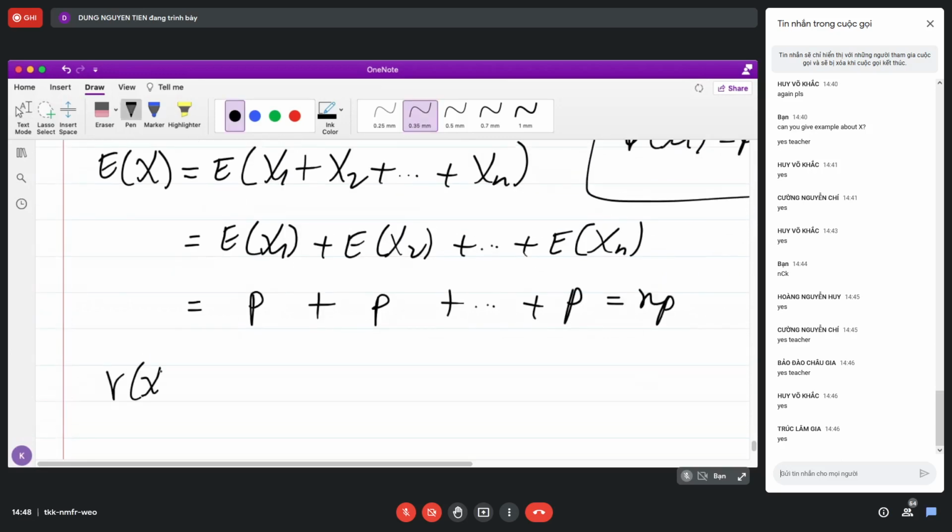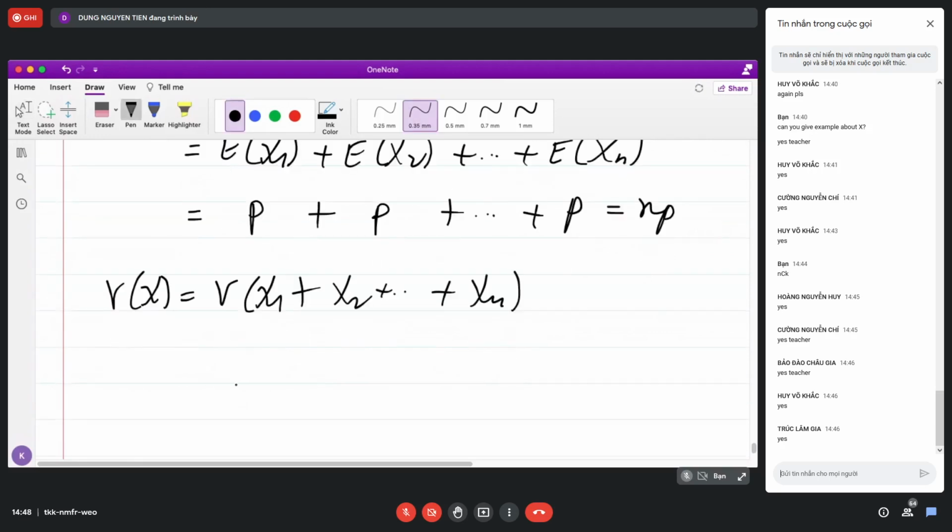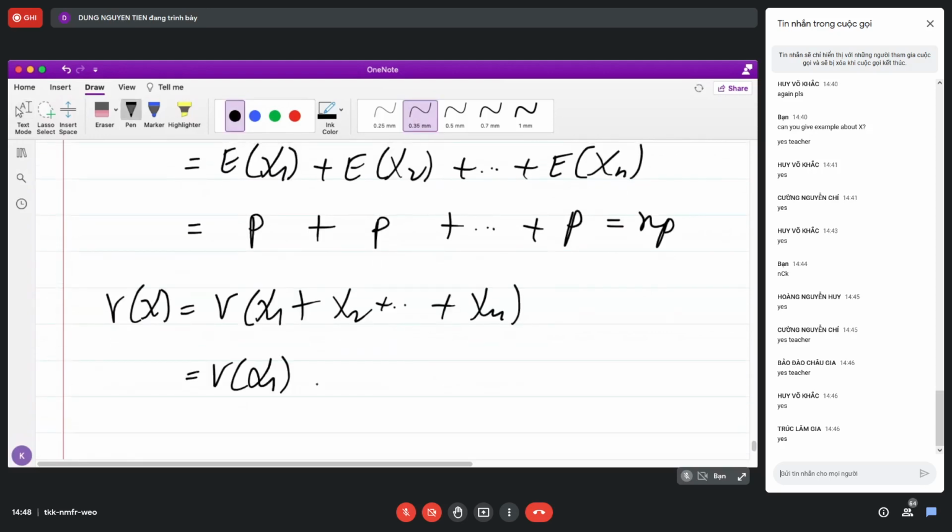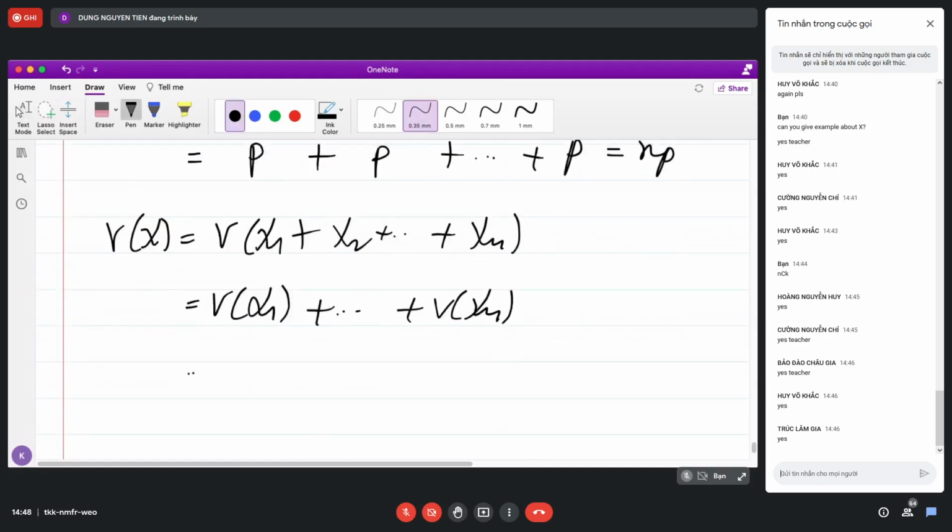For the variance of x, you get the variance of x1 plus x2 plus up to xn, and that would be the variance of x1 plus up to the variance of xn. And each variance is p times q. So you get npq. Is that clear?